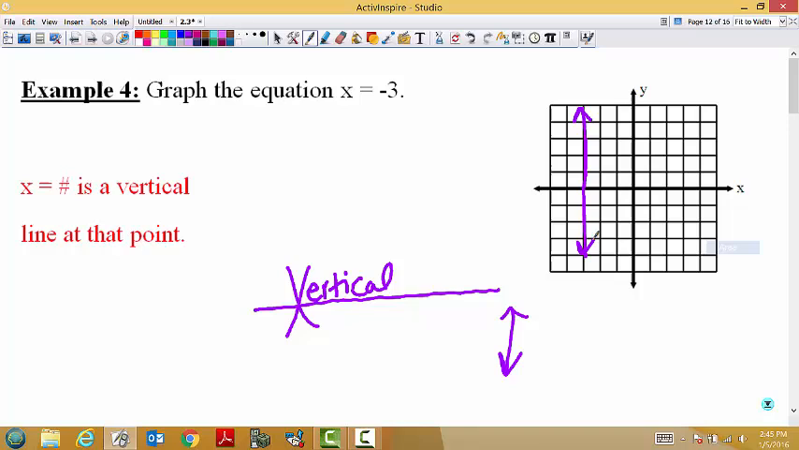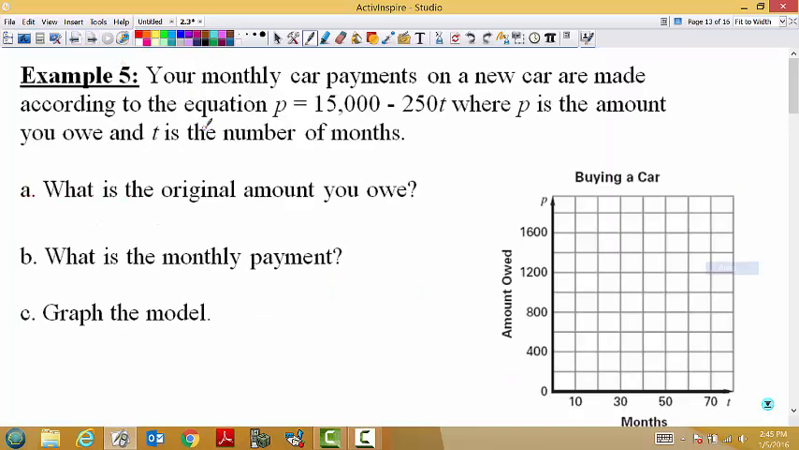Go over negative 3 on your x-axis and draw a vertical line. Alright, now we have a word problem. Your monthly car payments on a new car are made according to the equation P equals 15,000 minus 250T, where P is the amount you owe and T is the number of months. It says, what is the original amount that you owe?